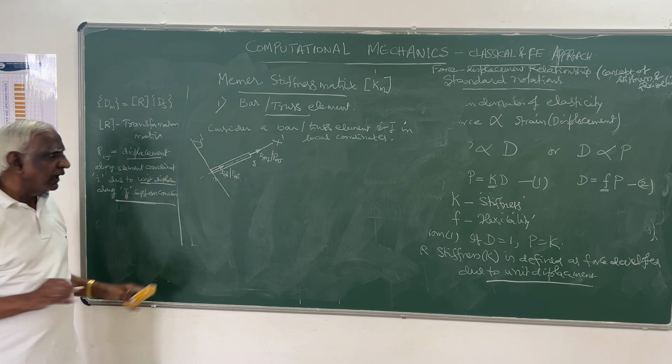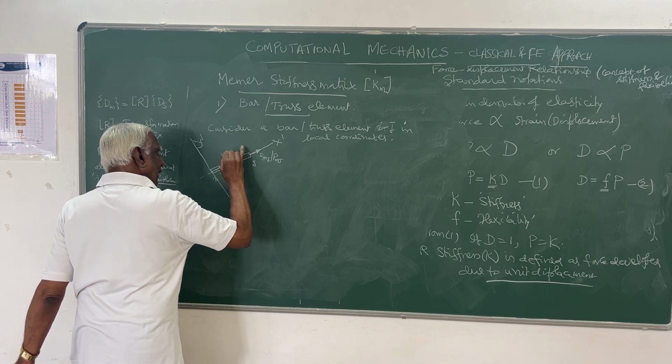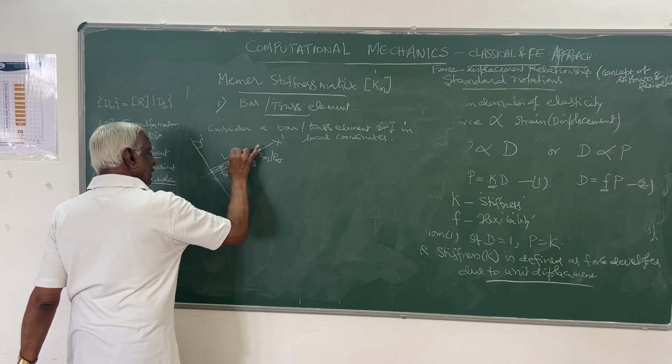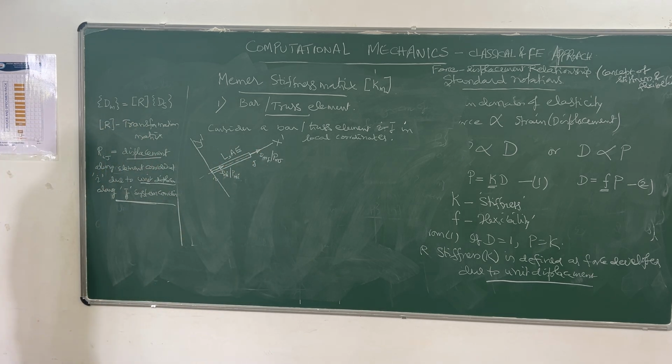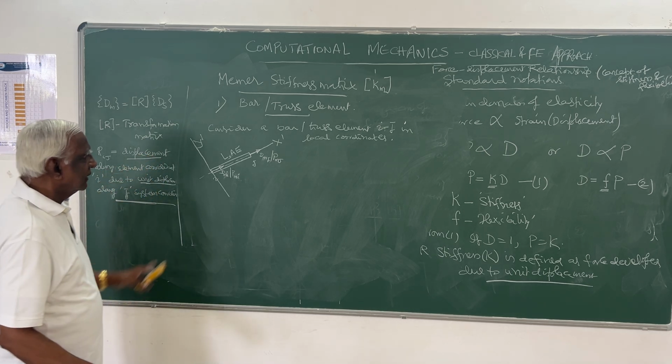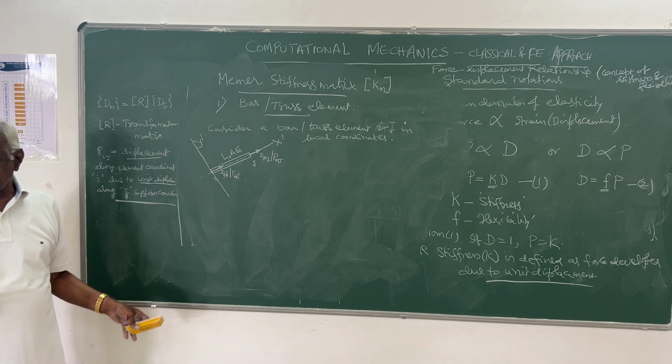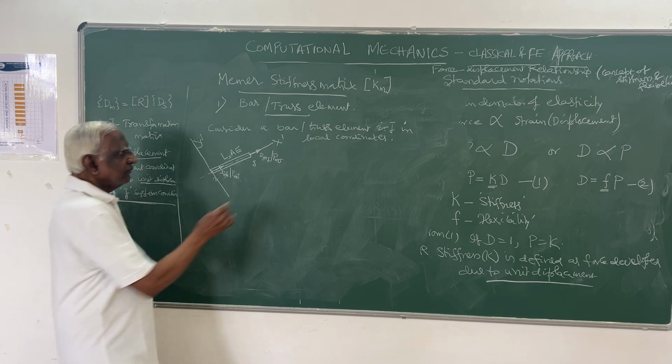This is the element, having length L, axial rigidity AE. Area of cross section A, E is the modulus of elasticity of the material of that bar element. It has only 1 degree of freedom. Now I have to apply equilibrium conditions. I told you, it is for analysis purposes.